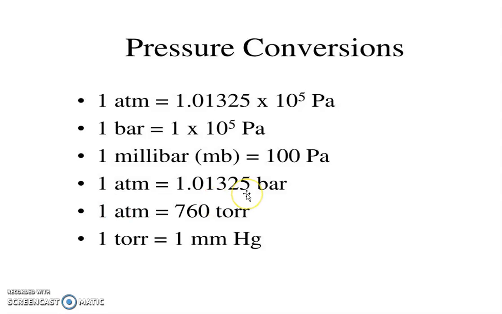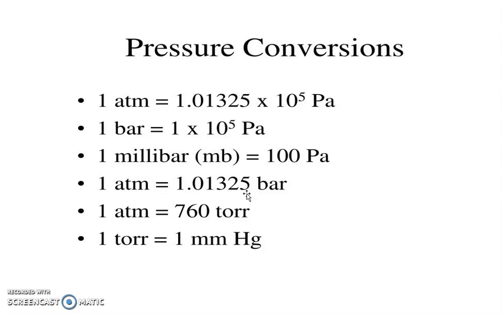The next important is pressure conversion. 1 atmosphere is equal to 1.01325 into 10 to the power 5 Pascal. 1 bar is equal to 10 to the power 5 Pascal. 1 millibar is equal to 100 Pascal. 1 atmosphere is equal to 1.01325 bar.